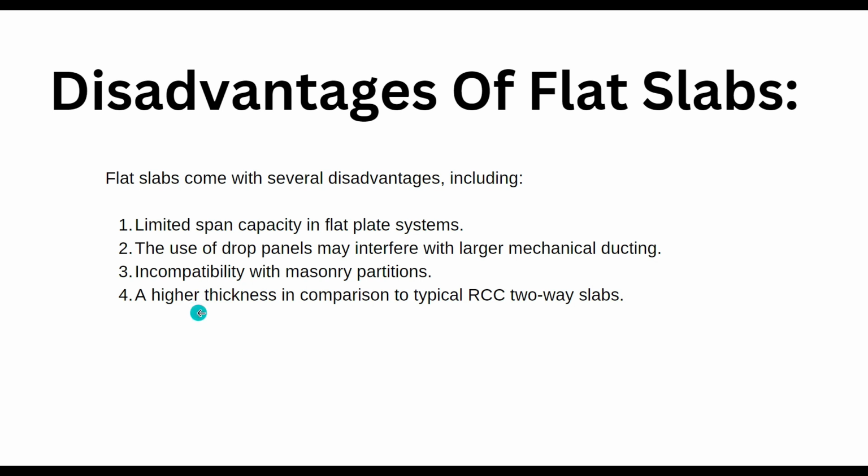Then last but not the least, a higher thickness in comparison to typical RCC two-way slabs. Now RCC slabs generally are 5 to 6 inches thick, that is basically 125 mm to 150 mm. But because we have shear forces acting on the structure, we end up providing more thickness. So it can be approximately 200 mm also. It can be more than that as well. So you have to keep that in mind.